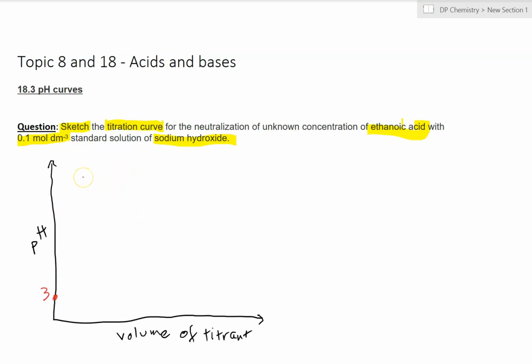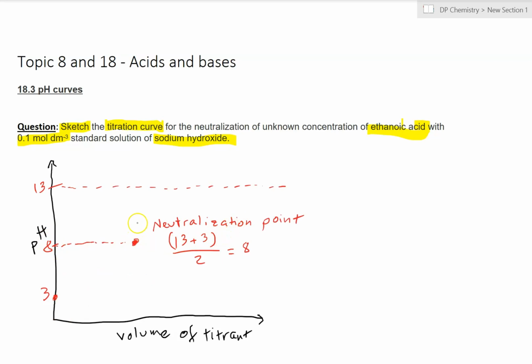Second, the titrant is 0.1 mol dm⁻³ sodium hydroxide, NaOH, so pH of 13. The neutralization point is in the middle, so (13 plus 3) divided by 2, that's 8. Now draw the straight line around the neutralization point and then curve at both ends like so.